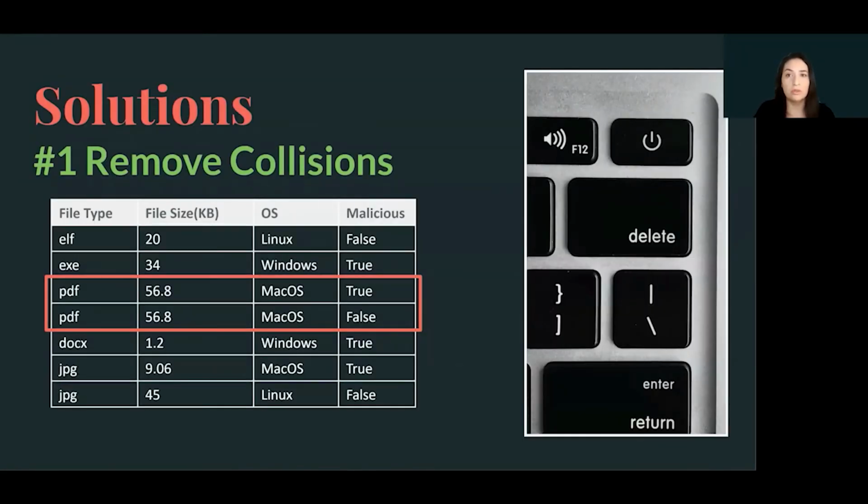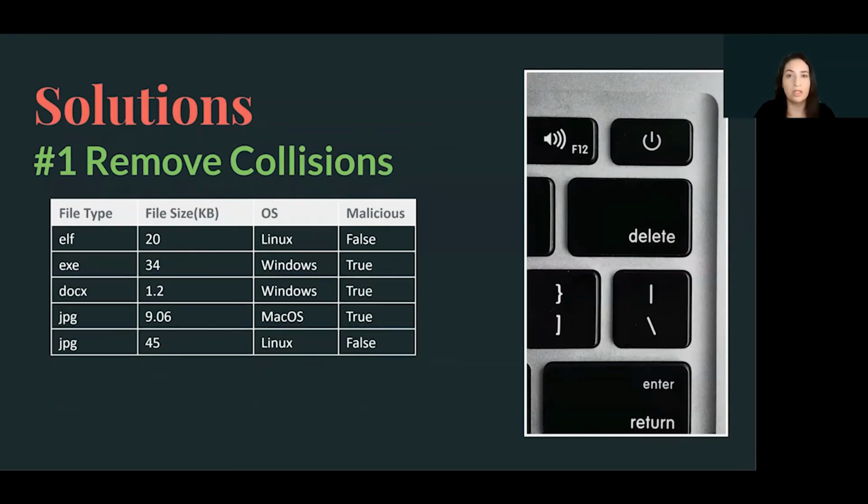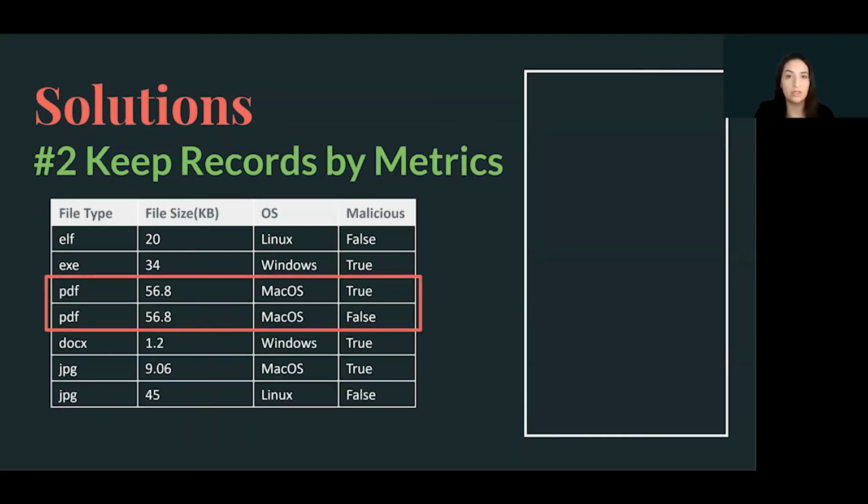First of all, we can remove collisions. And if they are very rare in the real world, this might be fine. But what if that happens a lot? We also might be removing interesting cases here.